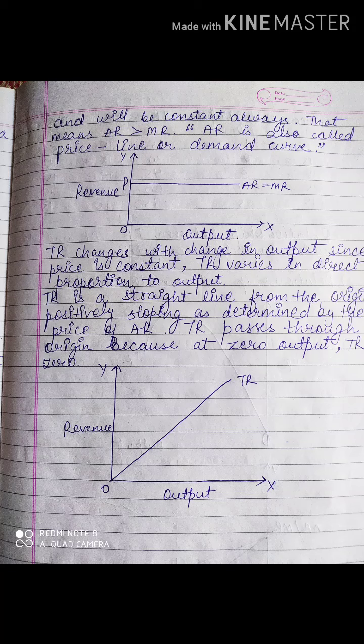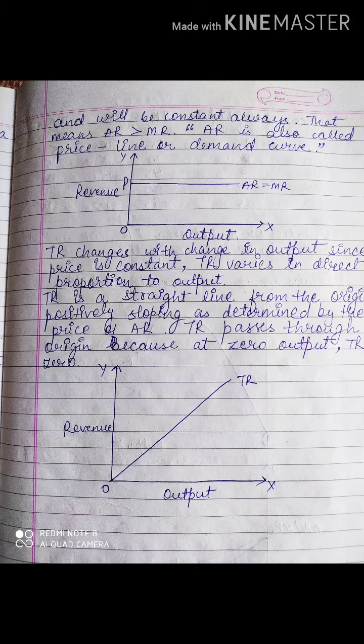TR changes with change in output since price is constant. Price is constant, but total revenue changes because, as you know very well, the output is changing. That means the production at least is changing. TR varies in direct proportion to output. Direct proportion to output means if output is increasing, your revenue is also increasing. This is what is being considered.